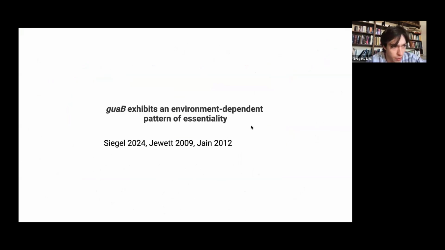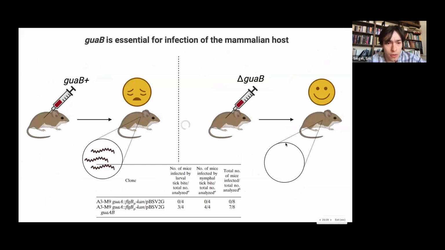From the literature, we know that guaB exhibits an environment-dependent pattern of essentiality, so it is important in some cases and not important in others. There are three main environments that we work with in considering Borrelia. The first is in the mammal. So guaB is important for infection in the mammalian host.